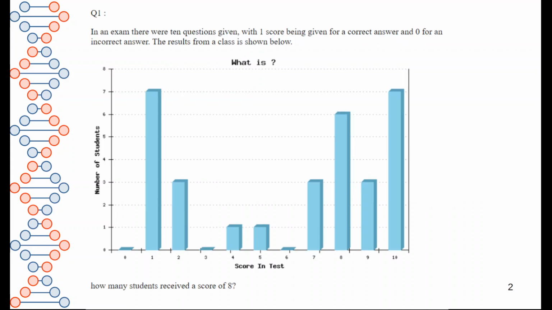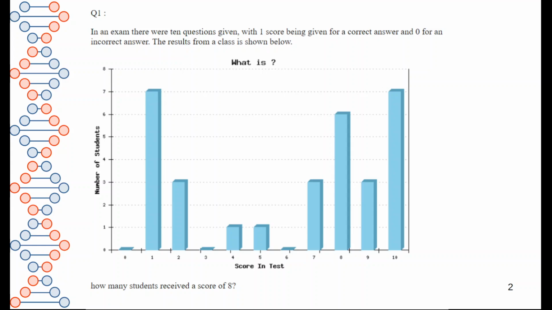Okay, so I'm going to go straight to the question that we're asked. In this question, it says, in an exam, there are 10 questions given, with one score being given for a correct answer and 0 for an incorrect answer, and the results from a class are shown below. So in this picture, we have the scores in a test. So some students got a score of 0, some got a score of 1 or 2 or 3 or 4, all the way up to 10. And we counted how many students got a score of 0, how many students got a score of 1, how many students got a score of 2.